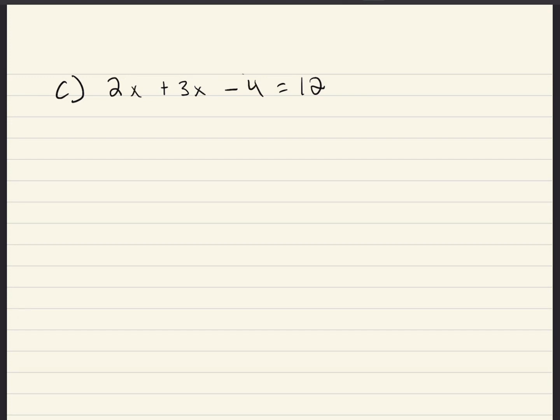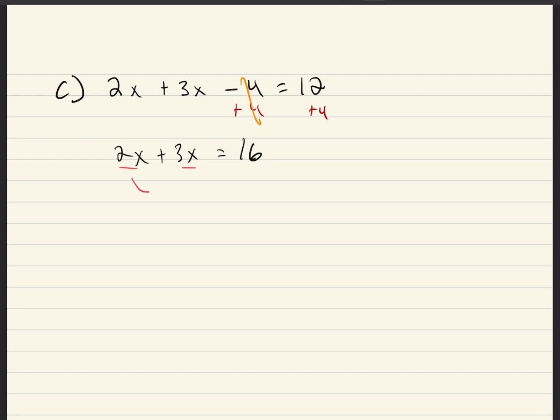This next part here might get people a little bit started because there's 3 terms now. So I'm going to remove the 4, again, one term at a time. And that'll leave me with 2x plus 3x, and that's going to be equal to 16, okay? And again, the more terms there are, the more steps there's going to be.